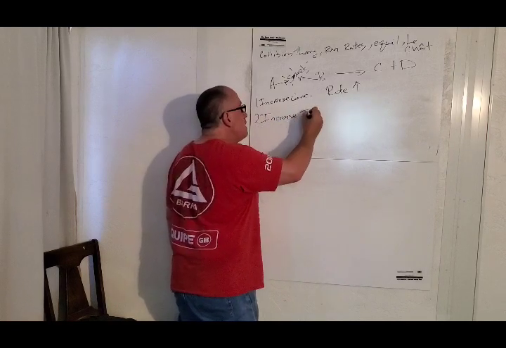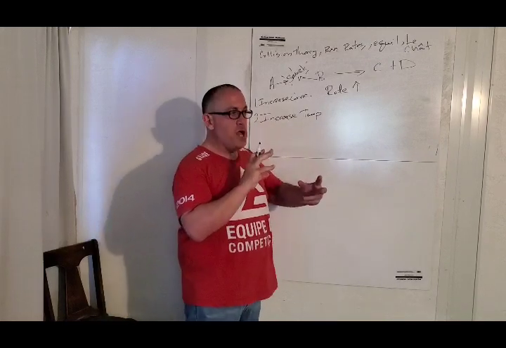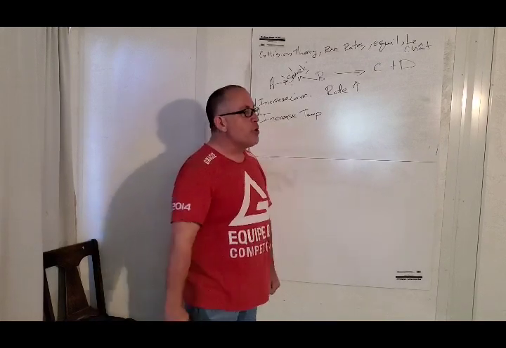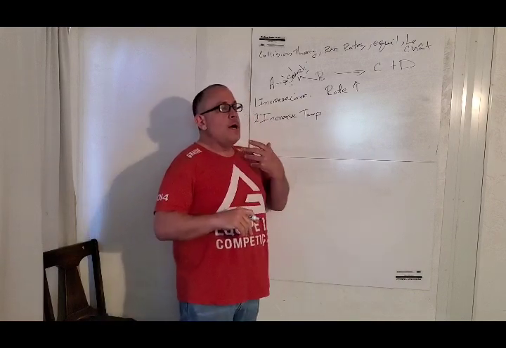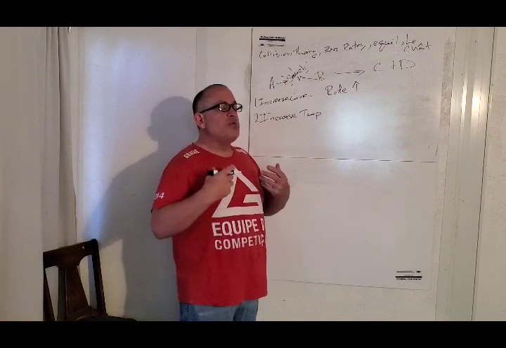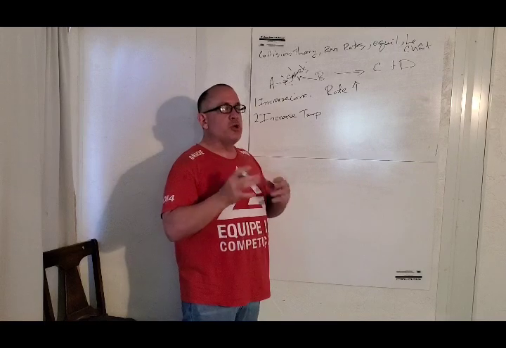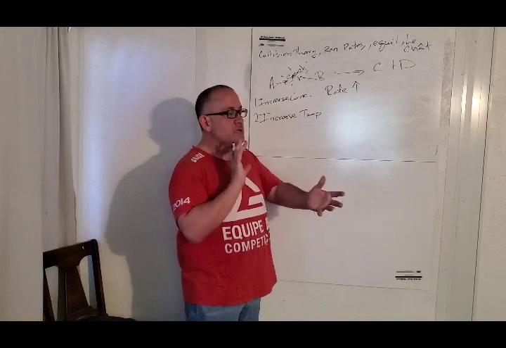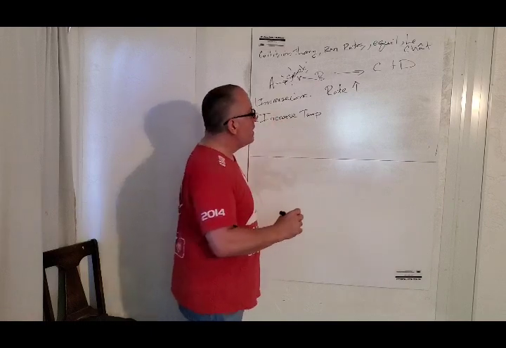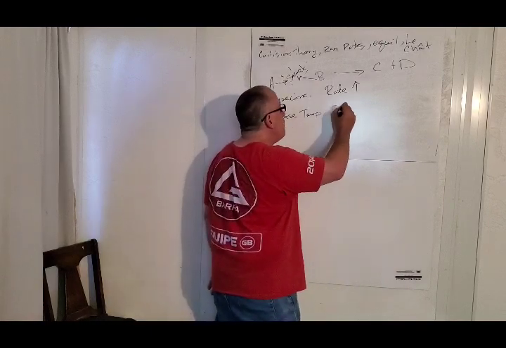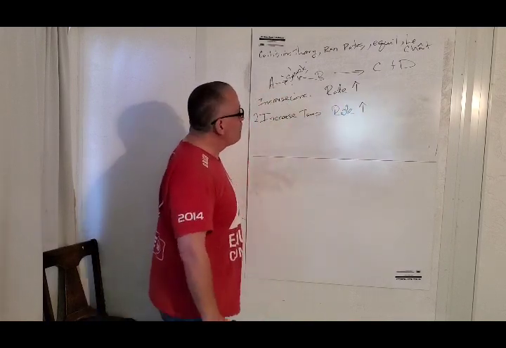Or if I increase the temperature, remember they have to collide often enough and hard enough to break the chemical bonds. If I increase the temperature, they're colliding more often, but they're also colliding harder. And if you increase the temperature, you'll have more of the molecules colliding harder to break the chemical bonds and make the products. So if I increase the temperature, I'll increase the reaction rate. Okay?